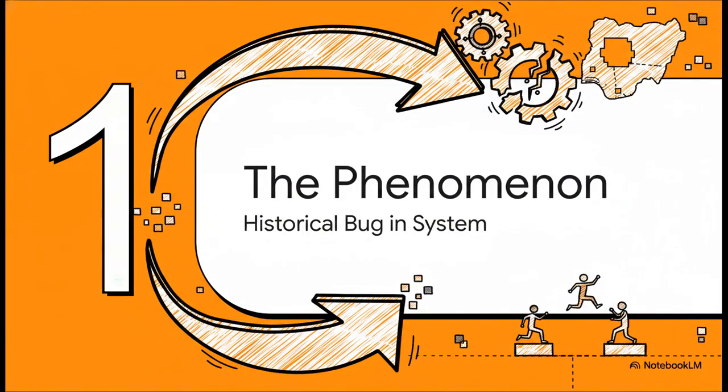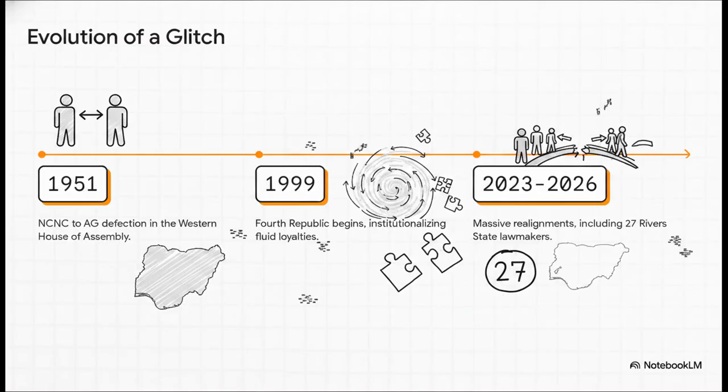All right, Section 1. The cross-carpeting phenomenon, a historical bug in the system. Taking a look at this timeline, you can really see how this glitch evolved. It first popped up way back in 1951 as this weird regional anomaly when members of the NCNC defected to the Action Group. That completely flipped the regional power dynamics.